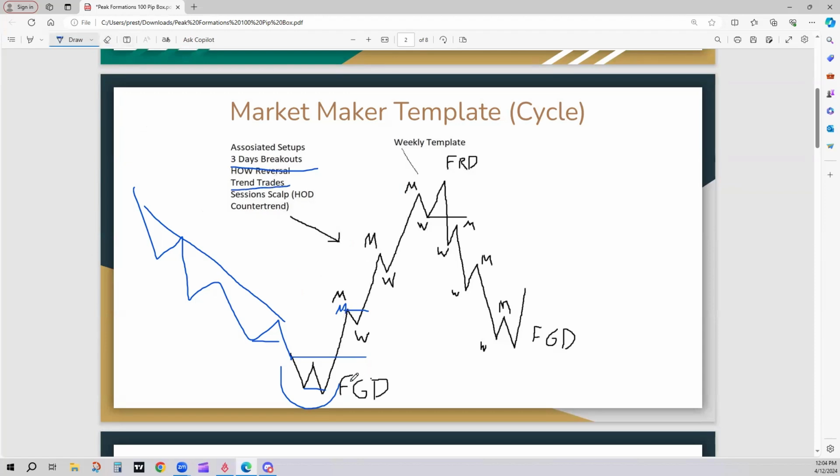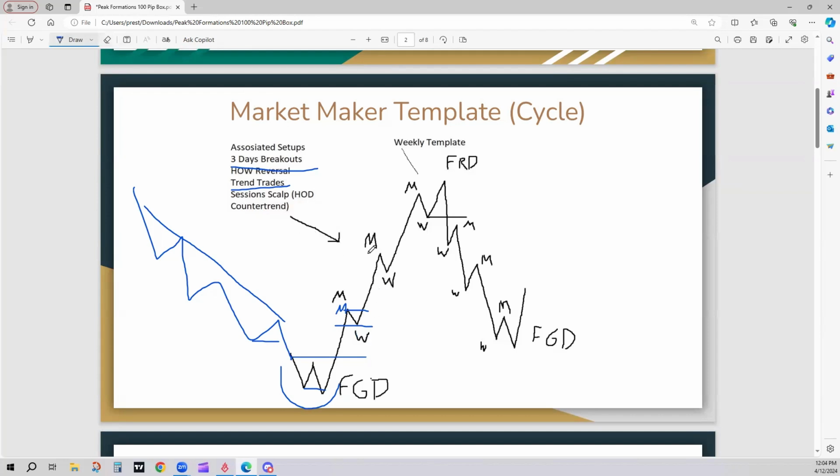You could have trend trades. So if I'm in level 1 after first green day and I get a W at the low of the day, that's going to give me the opportunity to look for a trend trade. I've been yelling and screaming into the mic about not counter trending the peak formation, because in level 1, you don't know how far back they're going to pull back before going back the other way.